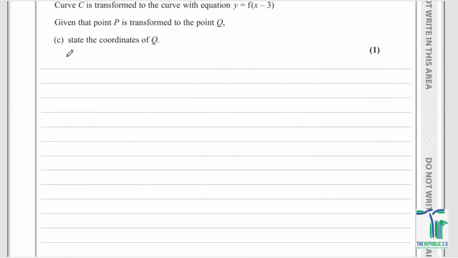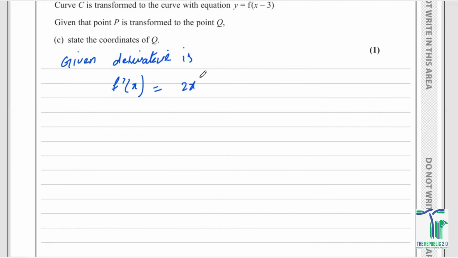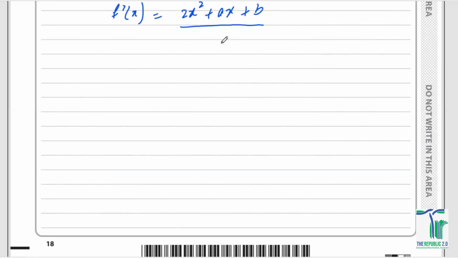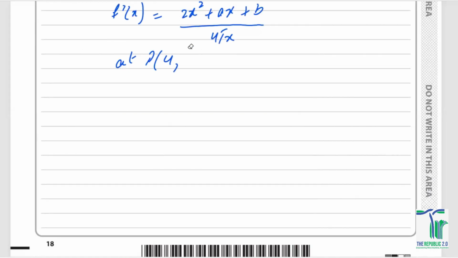So first of all, given derivative f dash x is equal to 2x squared plus ax plus b divided by the 4th root of x. So at point P, which is 4 and negative 7, let me just recheck that. Yeah, it is 4 and negative 5. So at this point, you've got 4 and negative 5.